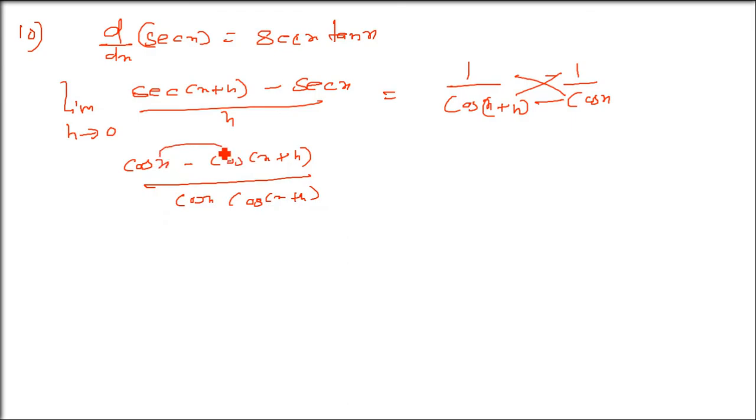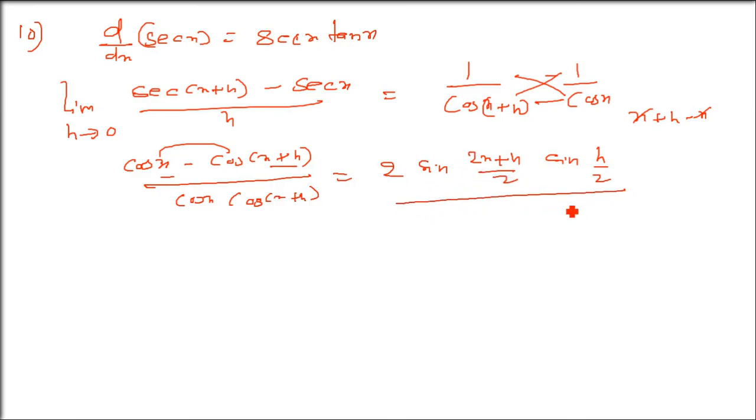Now cos c minus cos d is 2 sin c plus d by 2 sin d minus c by 2. Please remember, it's 2 sin of (2x plus h) by 2 and sin d minus c by 2. So x plus h minus x will be there, not x minus h. Otherwise it would have been negative, because we are using sin d minus c by 2. Now we have h already there, divided by 2, multiplied by 2.